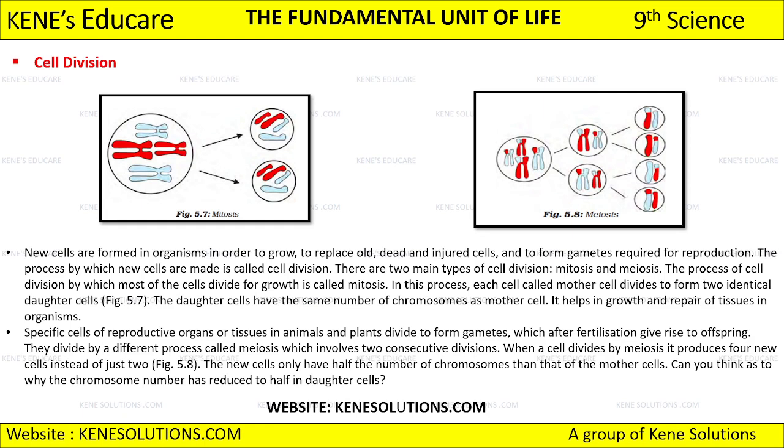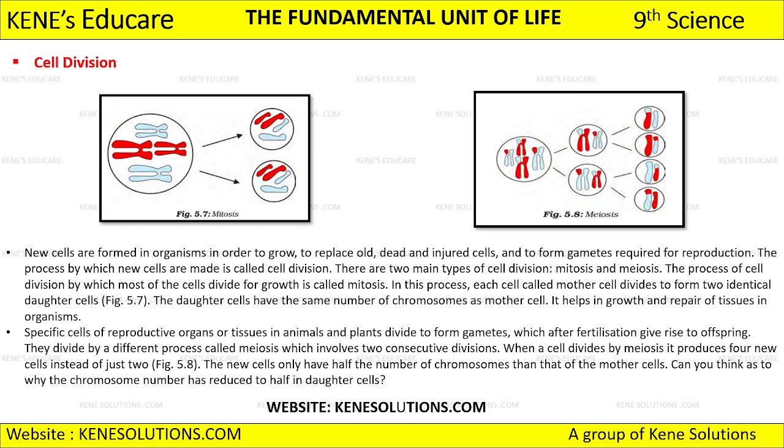Now, for reproduction, gametes play a very important role, and for that, mitosis plays a very important role. Okay, so the process by which new cells are made is called cell division. What do we call it? Cell division. And there are two types of cell division. One is mitosis and the other one is meiosis.